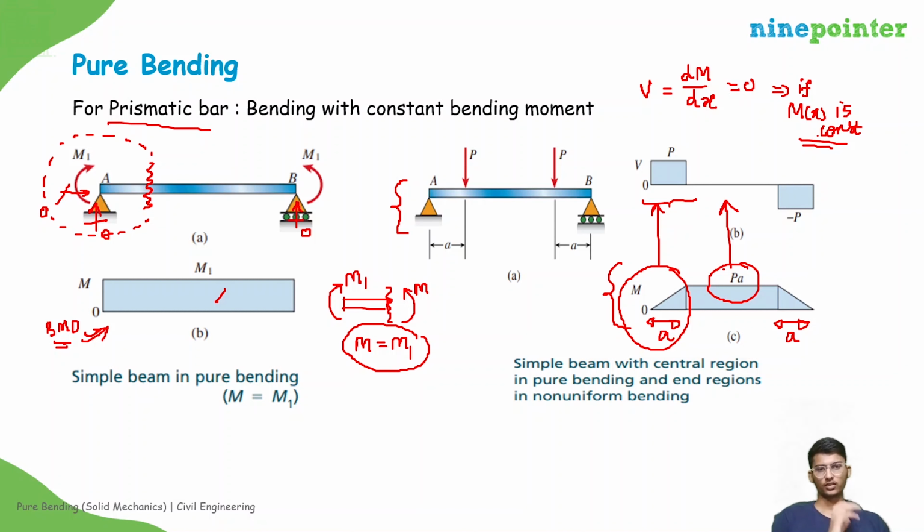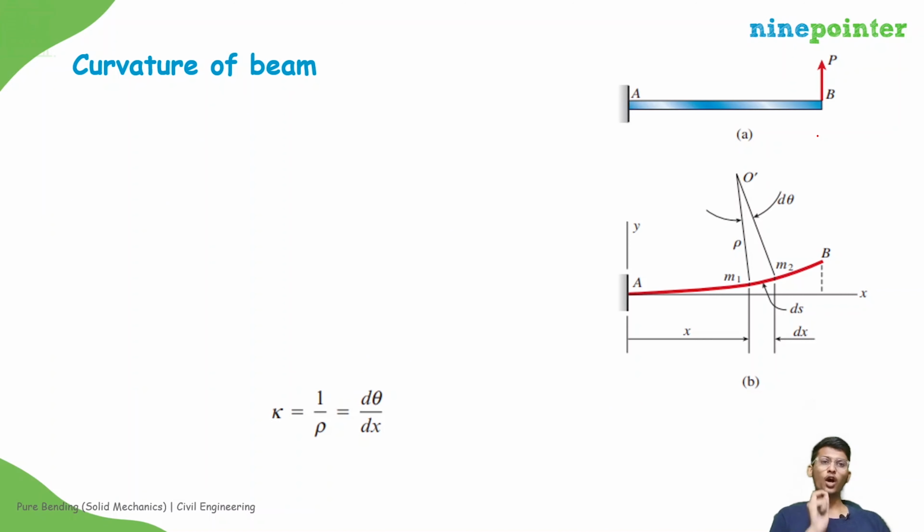Now let us move forward. When you apply moments, the body will have some curvature because of the bending deflections, right? So if this is a cantilever beam, which is fixed, and you are applying load P like this, it will deflect like this, right? It will have some curvature because it forms some arc. It is clearly visible. So we need to derive that expression.